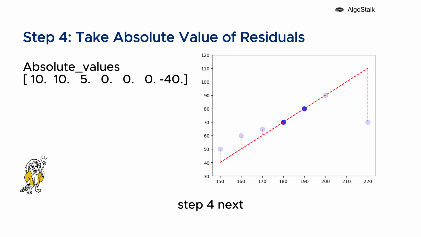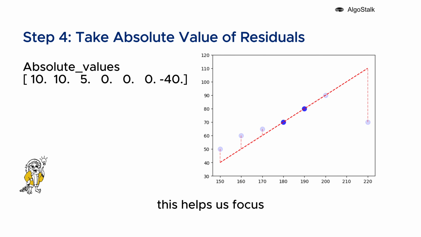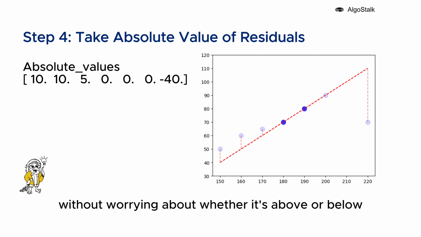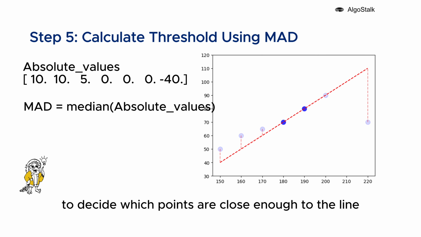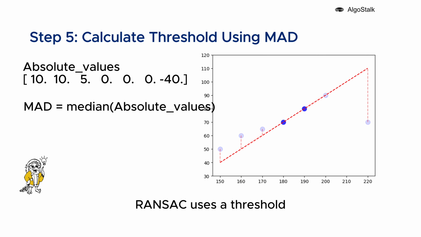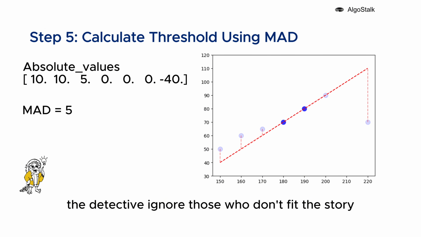Step 4. Next, RANSAC takes the absolute value of these residuals. This helps us focus on how far each point is from the line, without worrying about whether it's above or below. Step 5. To decide which points are close enough to the line, RANSAC uses a threshold based on the median absolute deviation (MAD). This threshold helps the detective ignore those who don't fit the story.